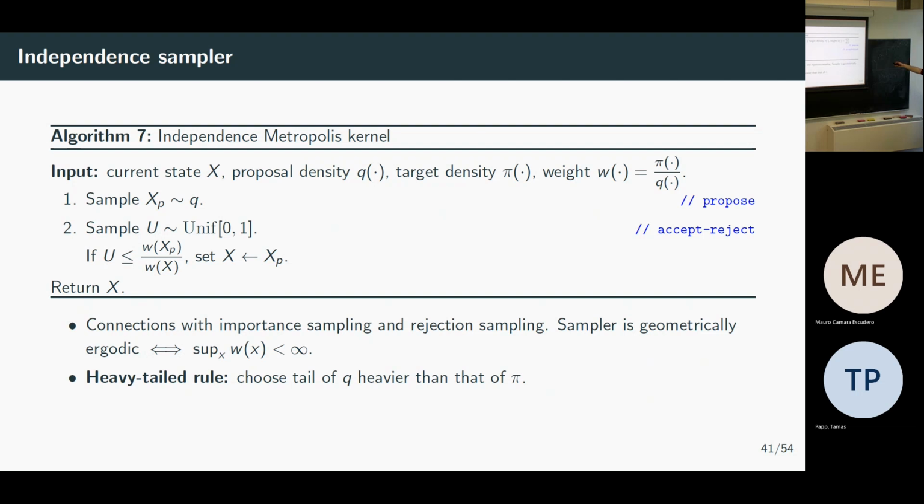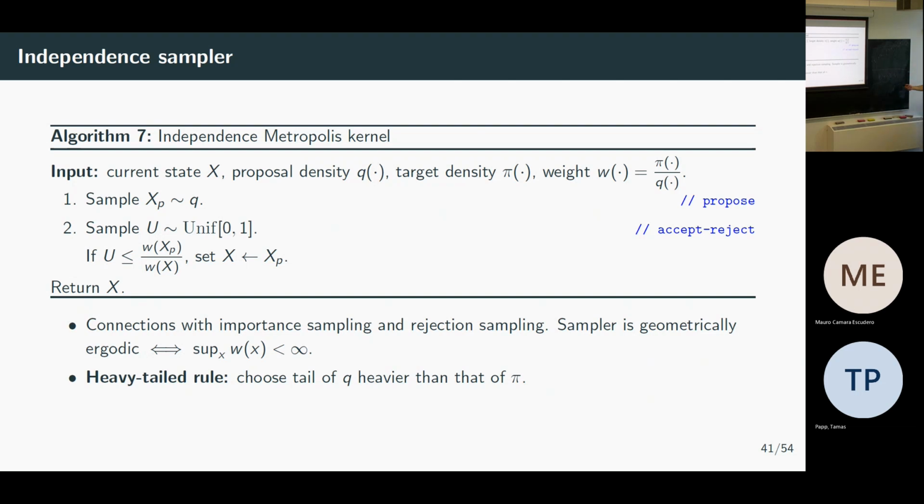Standard Metropolis-Hastings: you just propose a point, and then you accept or reject with the Metropolis-Hastings test, which in this case just reduces to the ratio of the weight of the proposal over the weight of the current state. And if you accept, then you update your state and off you go.